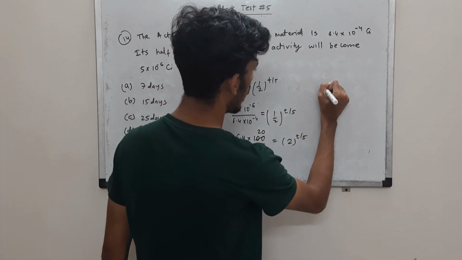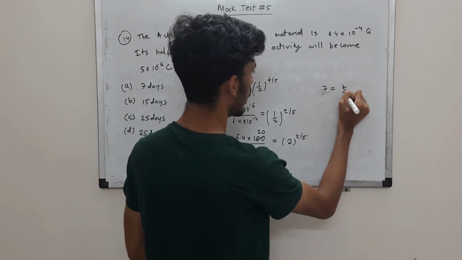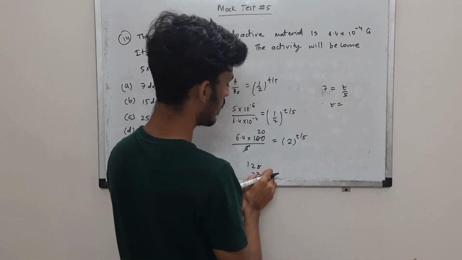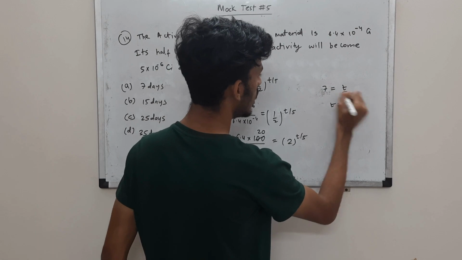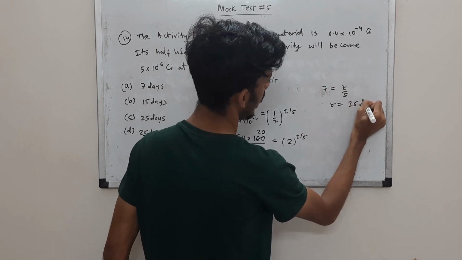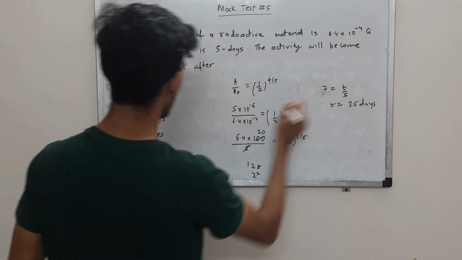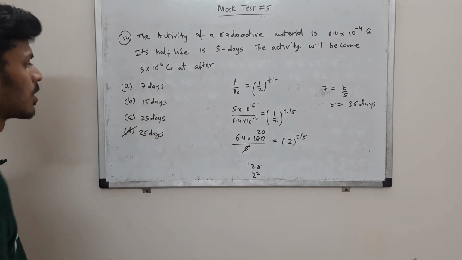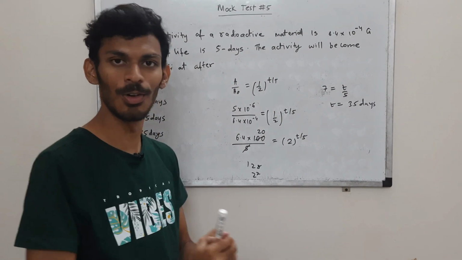So you can compare the power. 7 will be equal to t by 5. So t will be 7 5s are 35, 35 days. Since this is days, 7 times 5 days. So 35 days is the correct choice over here. Over to the next question.